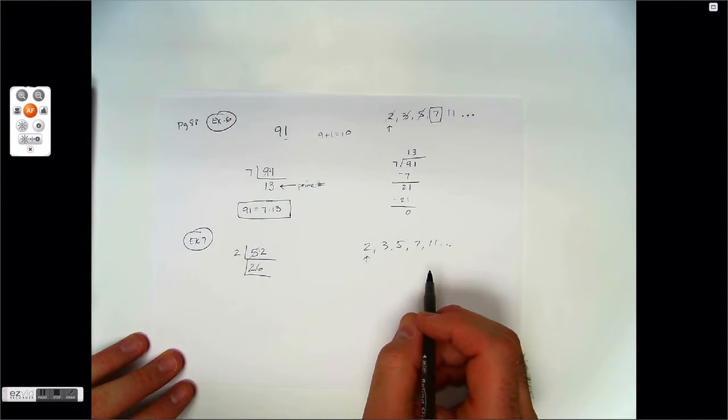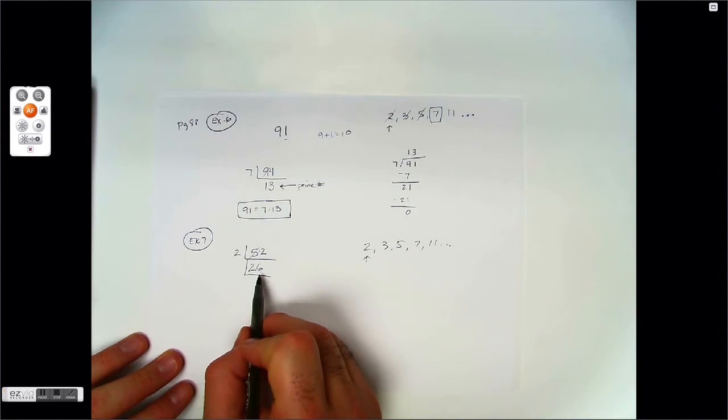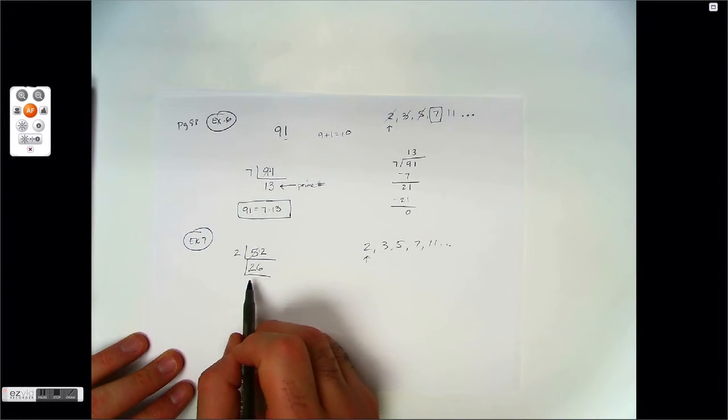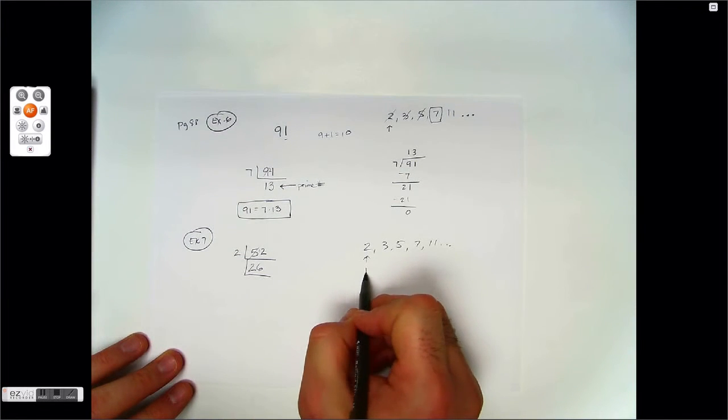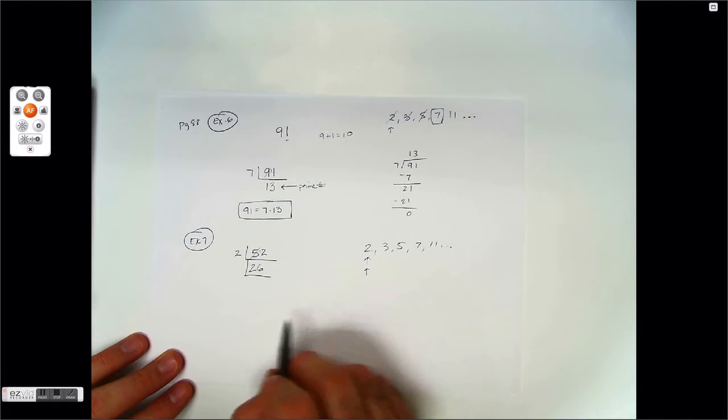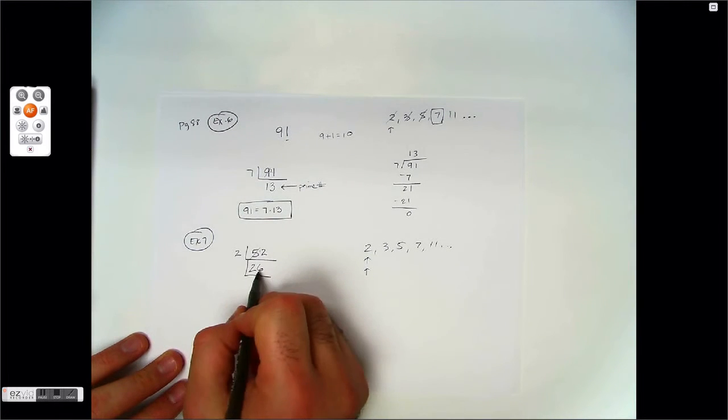Let's see, because 26 isn't prime. If you list these out, you'll see 26 is not prime. One reason you can tell is it's even. So then what we do is we go and we try 2 again. You continue to use 2 until you've exhausted it.